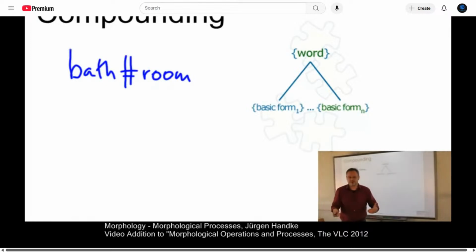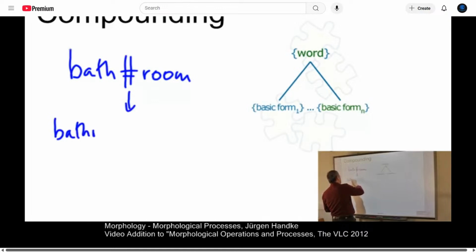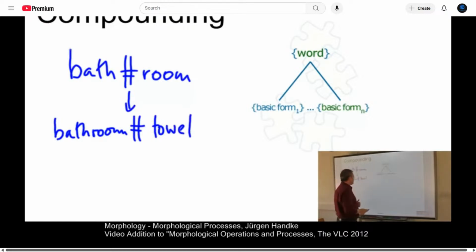Now this compound can serve as an input to the next step of compounding by adding bathroom, or by generating the next larger compound, bathroom towel. Note that I'm inserting morph boundaries here in order to avoid the spelling problems, whether a compound is spelled with a hyphen, in a spaced form, or in a solid form. And we could go on.